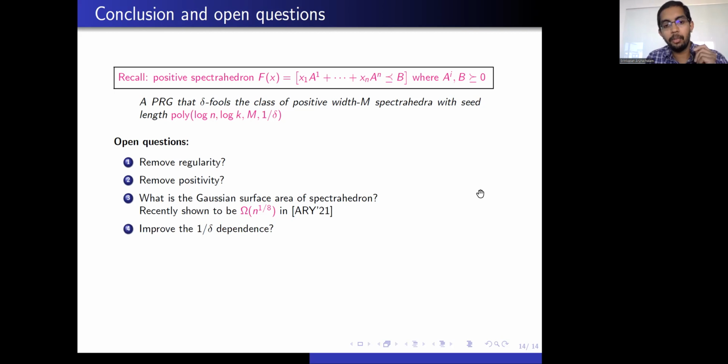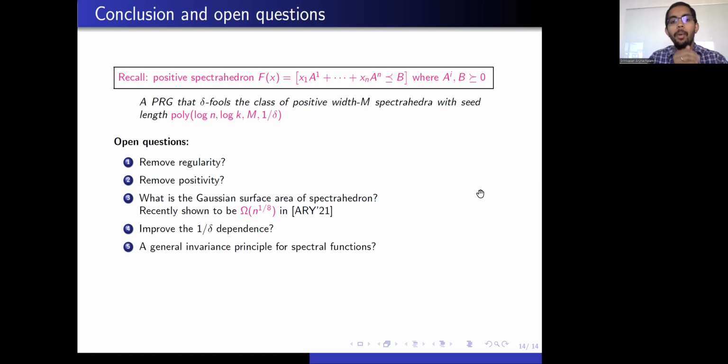The next thing is, can you improve the 1 over delta dependence? In the original work of Meka and Zuckerman, and also a follow-up work of O'Donnell et al., they improved this 1 over delta dependence by using some ideas from read-once branching programs, for which we can improve the 1 over delta dependence to log 1 over delta. Potentially, you could do something similar for us as well.